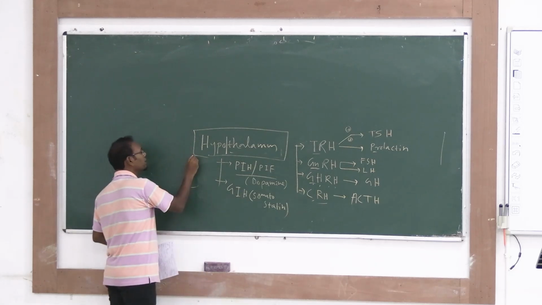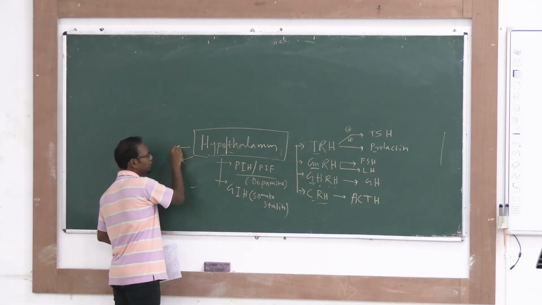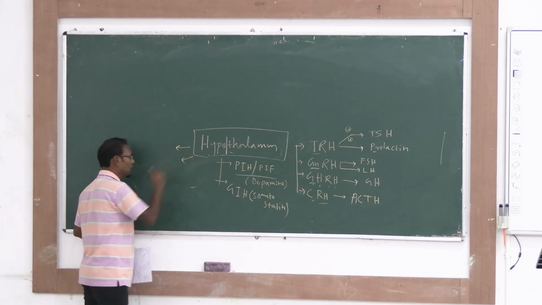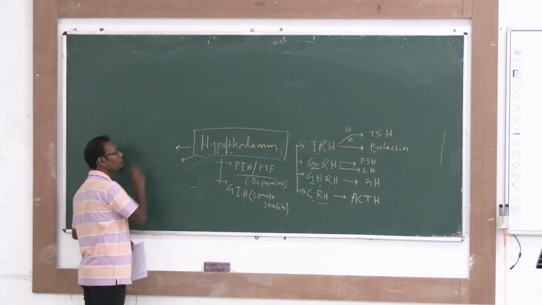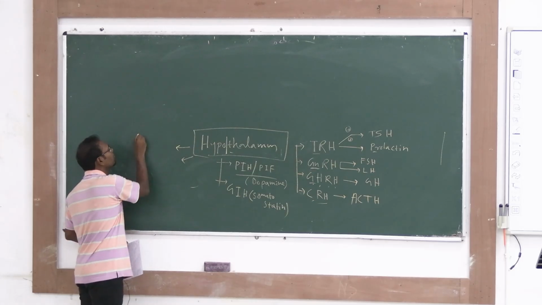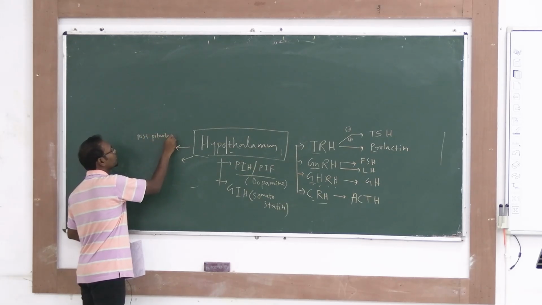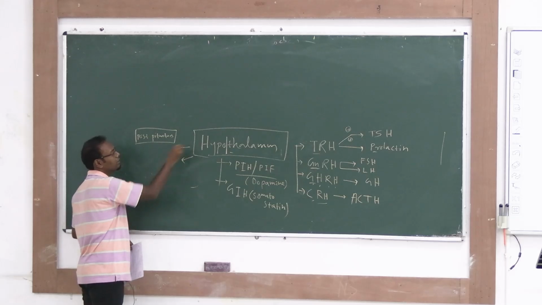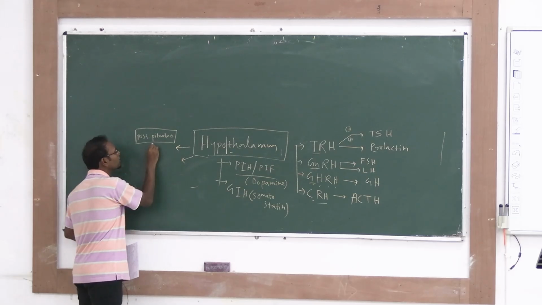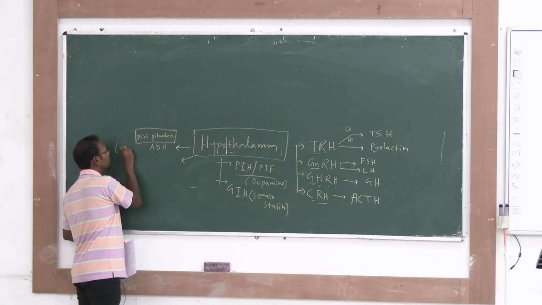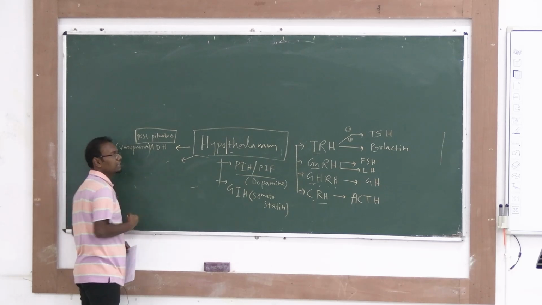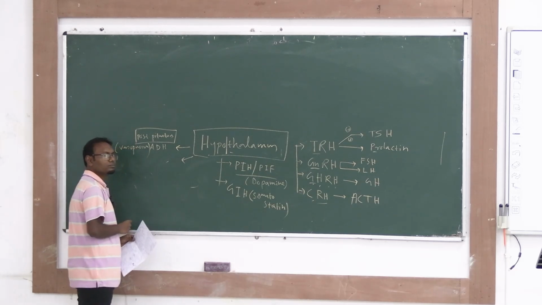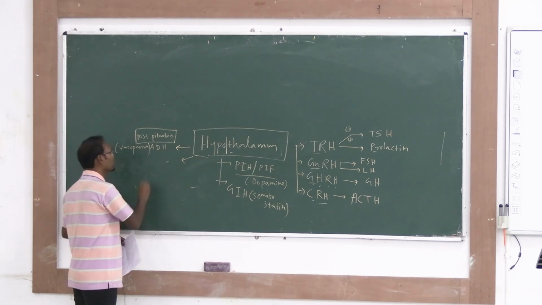Next, another two things. They will be released from hypothalamus but they are stored in the pituitary, specifically in the posterior pituitary. You all know these things: antidiuretic hormone, another name of this is vasopressin. And the other one, what was it? Very good, oxytocin.